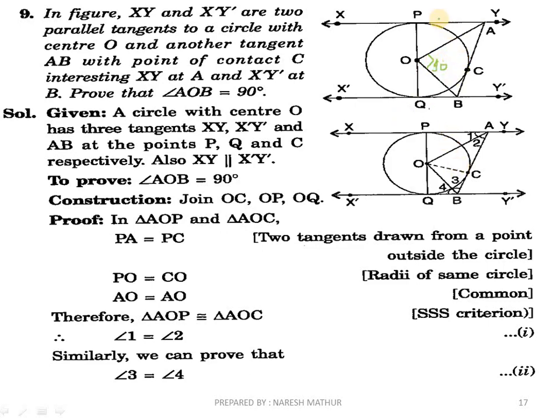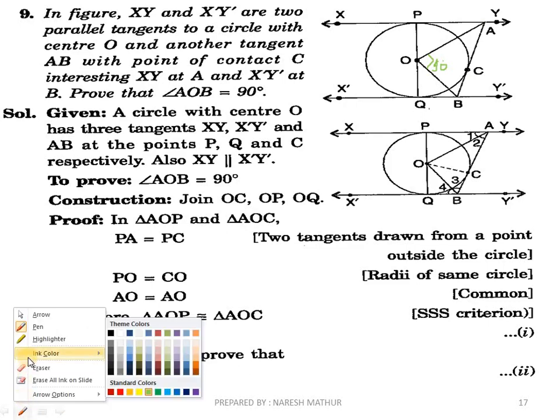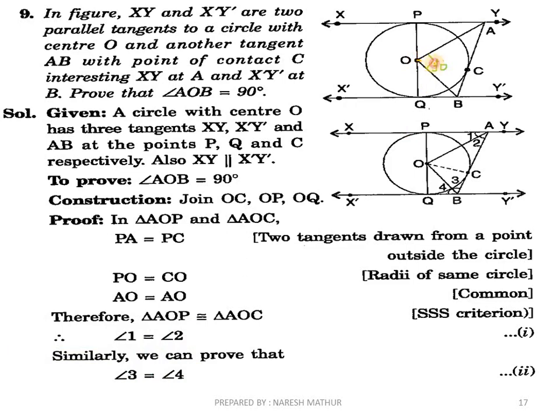Alright, what are we going to do? We are just connecting OC. We are joining O and C. Alright, now we have these two angles and these two angles. What are we going to do? We are just going to prove that these two triangles are congruent.